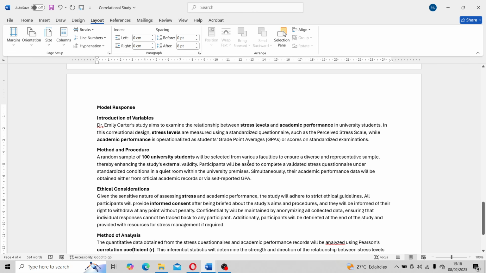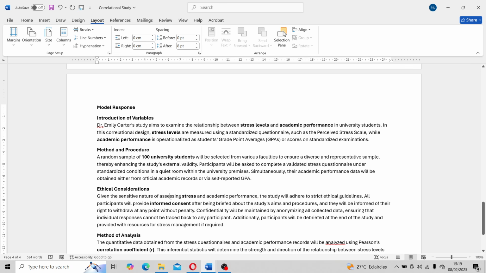Now, participants will be asked to complete a validated this, in a standardized and quiet room within the university premises. So just be realistic as much as possible. Simultaneously, the academic performance data will be obtained either from official academic records, or maybe you want to do a test for them. So that depends on how you want to go about it.